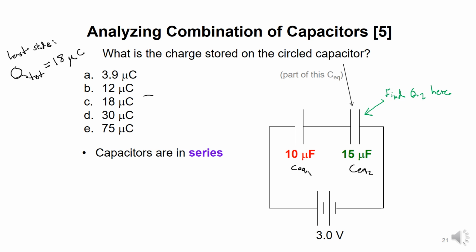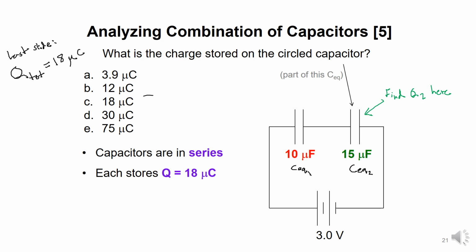All right, how do we do this? So we know that the 10 microfarad and the 15 microfarad are in series. So we have two capacitors in series. And we know that when two capacitors are in series, they hold the same charge. They have different voltages, but they hold the same charge. So this tells us that each of the red and the green, the 10 microfarad and the 15 microfarad, should hold the same charge, 18 microcoulomb.